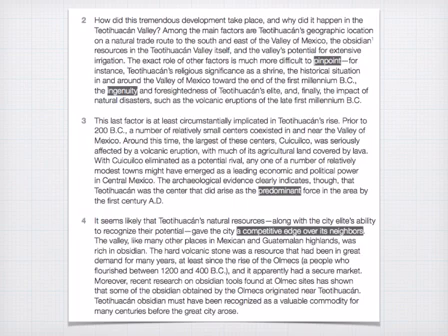Looking at paragraph 4, if we look at the first sentence, it seems likely that Teotihuacan's natural resources, along with the city elite's ability to recognize their potential, gave the city a competitive edge over its neighbors. So we can imagine that this paragraph is going to be talking about some kind of competitive, maybe economic competition that was happening between Teotihuacan and its neighboring cities. And of course, the fact that Teotihuacan had significant natural resources.